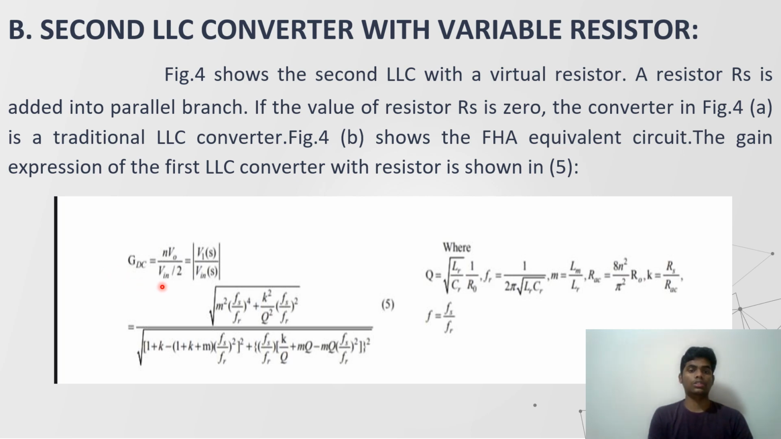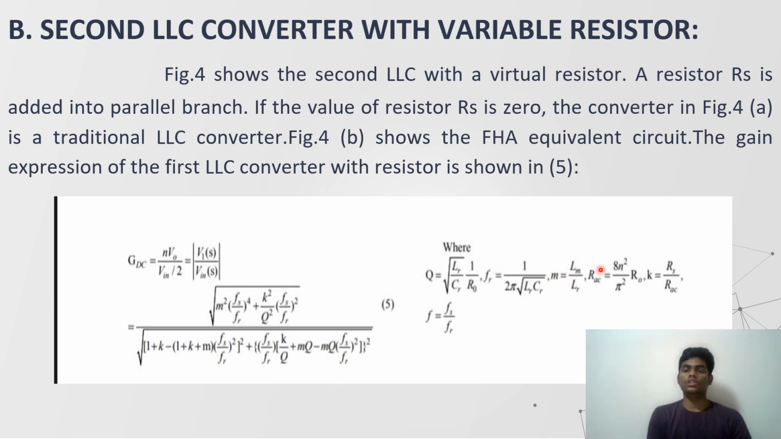In equation 5, GDC is equal to N·V0 divided by Vin/2, which is equal to the modulus of V1S divided by Vin S. That is equal to the square root of (M²·(Fs/Fr)⁴ + K²Q²·(Fs/Fr)²) divided by the square root of ((1 + K - (1 + K + M)·(Fs/Fr)²)² + (Fs/Fr)·(QK/(Q + MQ) - MQ/Fs·Fr)²), where Q is equal to the square root of Lr by Cr divided by R naught, Fr is equal to 1 divided by 2π root of Lr Cr, where M is equal to Lm by Lr.